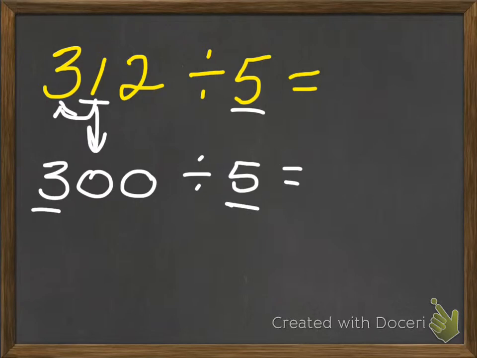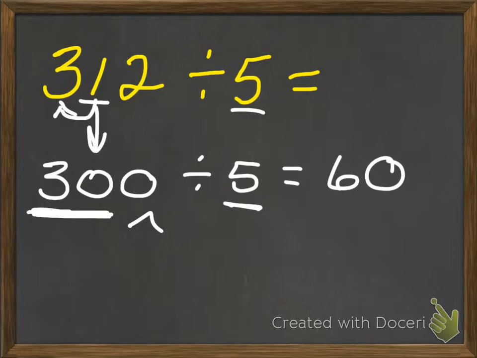Okay, so I'm going to underline the numbers that are not 0. I'm going to try 3 divided by 5. I can't do that, so I'm going to add one more 0. 30 divided by 5 is 6. Then I tack on a 0, and I get 60. So 312 divided by 5 is about 60. Okay, not so hard, right?